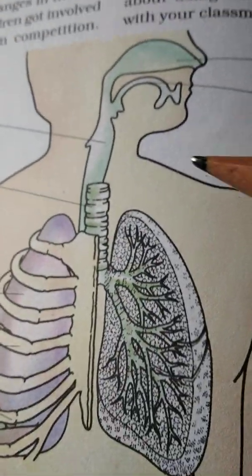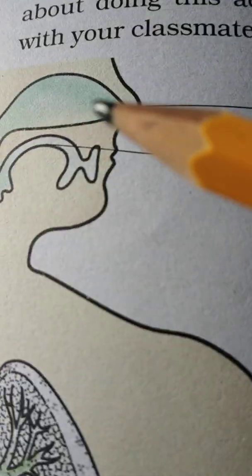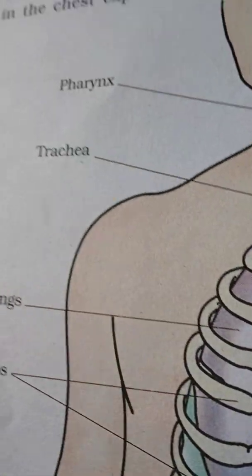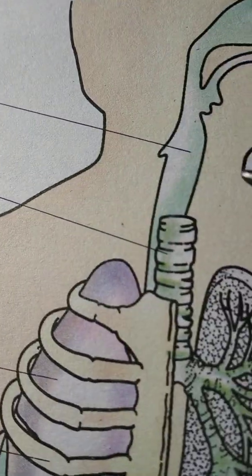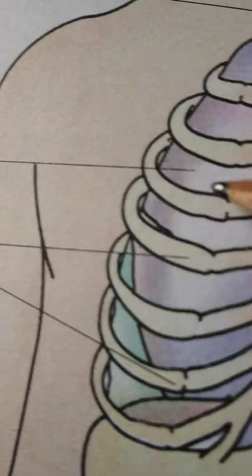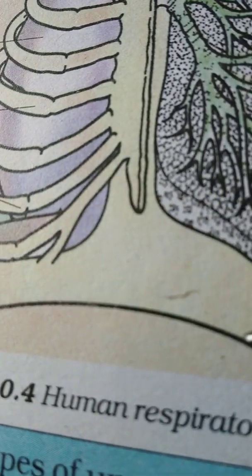Today's assignment, finally a beautiful drawing in science. You're going to draw the nasal passage, the oral cavity, that's the mouth, the pharynx, the trachea, the lungs, the ribs, and where is the diaphragm? Here it is described as a muscular sheet, the floor of the chest cavity.